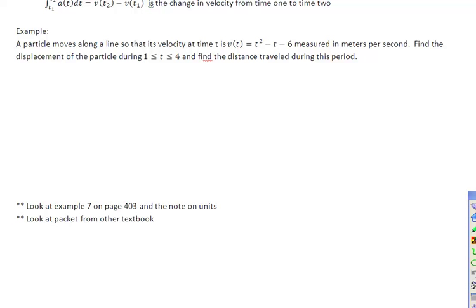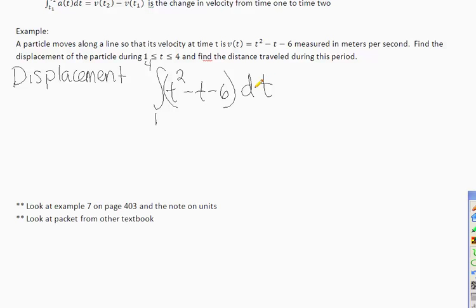Okay, very different. Displacement is just where did I start and where did I end and what's the distance between them. So for displacement, I would just go from 1 to 4 of t squared minus t minus 6 dt. And that would give me my displacement. Okay, my total distance, I'd have to split this up, guys. I'd first have to figure out where I change direction, just like before. So set the velocity equal to 0.